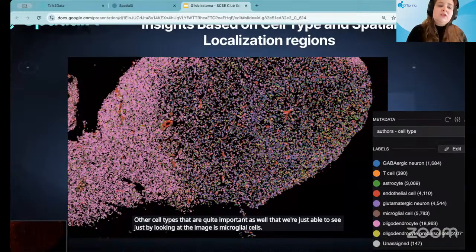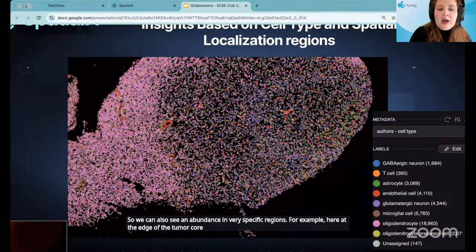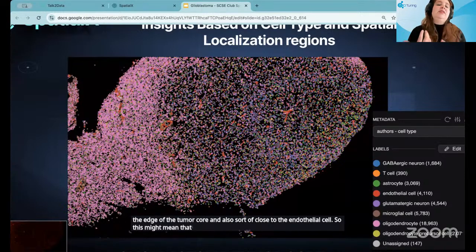So we can also see an abundance in very specific regions, for example, here at the edge of the tumor core, and also close to the endothelial cell. So this might mean that there's some form of cell-to-cell interaction within the tumor core itself.